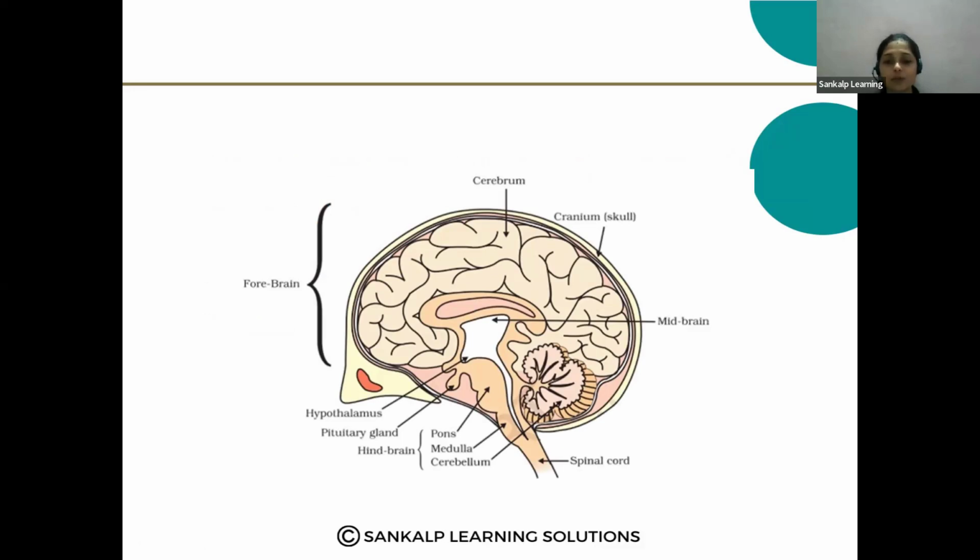Practice this, and all the labelings here: cerebrum, the cranium, midbrain. These are the forebrain parts, right? And the hypothalamus, pituitary gland. This is the pituitary gland. And the pons, medulla, and cerebellum are the parts of the hind brain. All these parts are very important, so be particular with the drawing and the labeling.